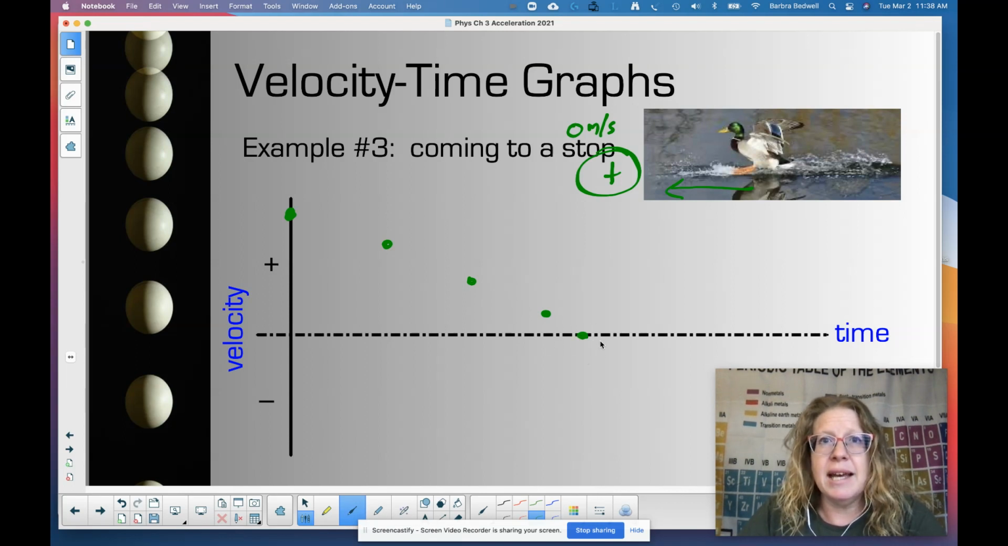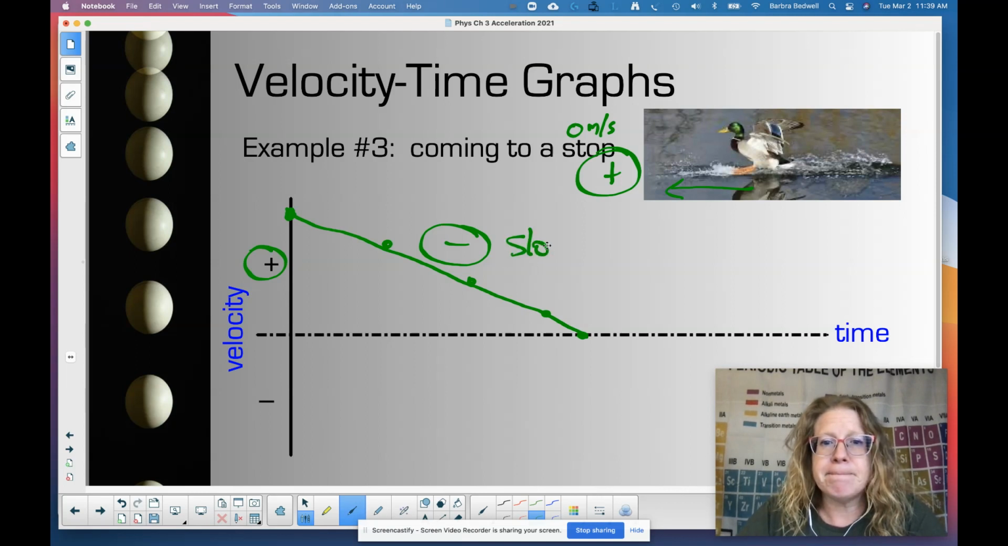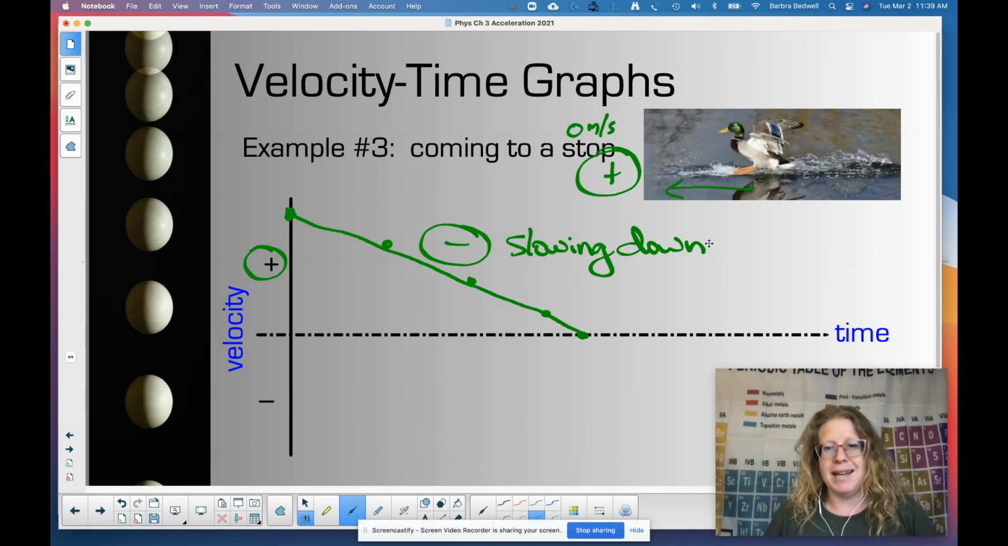When you hit this line, that means your velocity is zero. You're coming to a stop. If I can draw that correctly, ta-da, it would look like that. So we've got positive velocities, but they are decreasing in magnitude. So our slope here is negative. And what does that mean? He's accelerating, but it also means that he's slowing down. Now, negative doesn't always mean slowing down, but in this particular case, he's going from 10 to 7 to 3 to 2 to 1 to 0. He's slowing down is what that particular duck is doing.